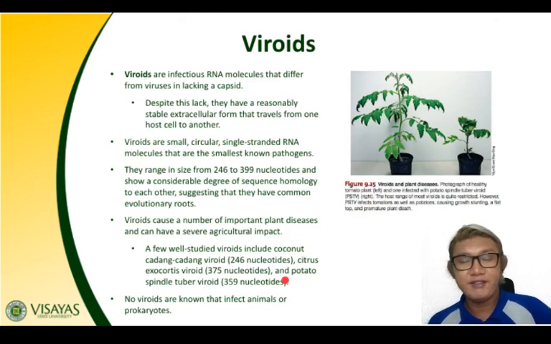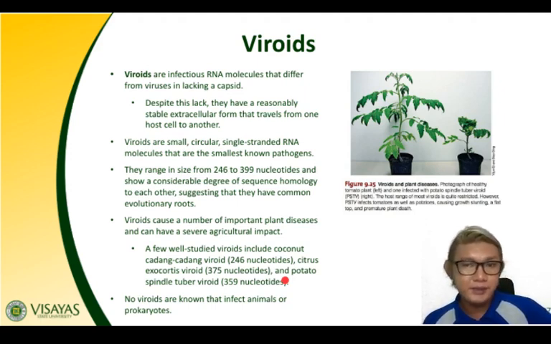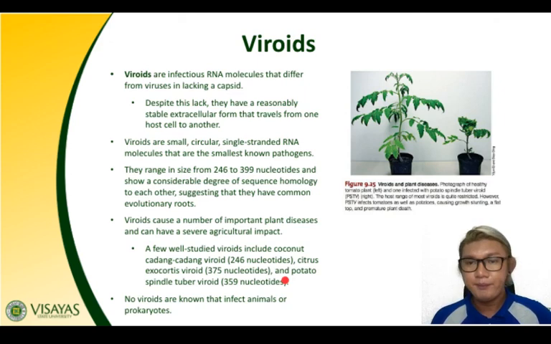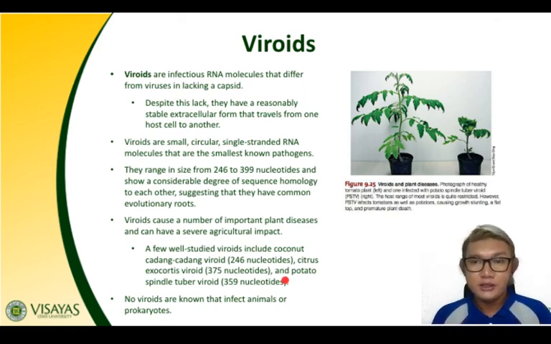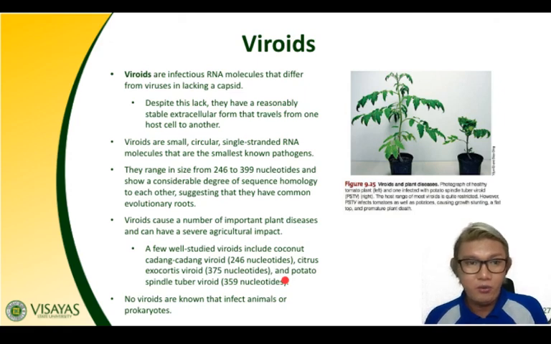Viroids are another subviral entity, which are infectious RNA molecules that differ from viruses in lacking a capsid. Viruses have genetic material wrapped around a protein coat or shell. We call that the capsid. But viroids do not have that wrapping. They do not have a capsid. So, as an RNA alone, they are capable of causing disease.